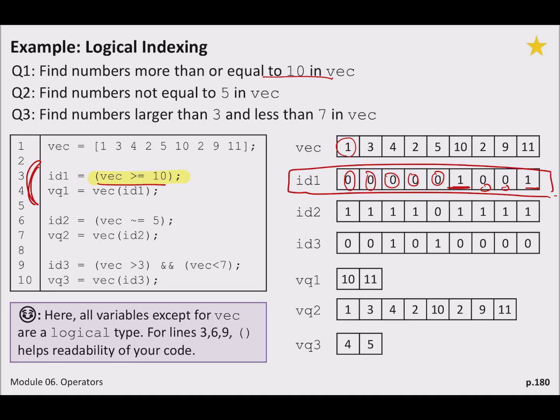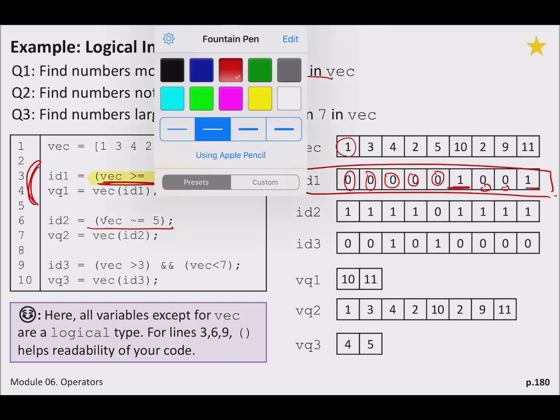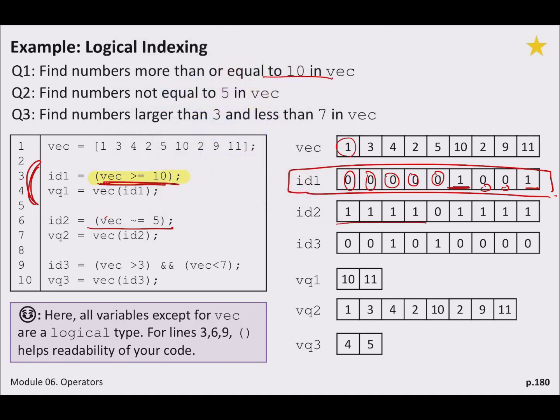Does it make sense? Basically, 1 is assigned if the condition statement is true, otherwise a 0, right? What about this one? Vector is not equal to 5. That's why all of these are 1 except for the location of the 5, right? Okay. What about ID 3?